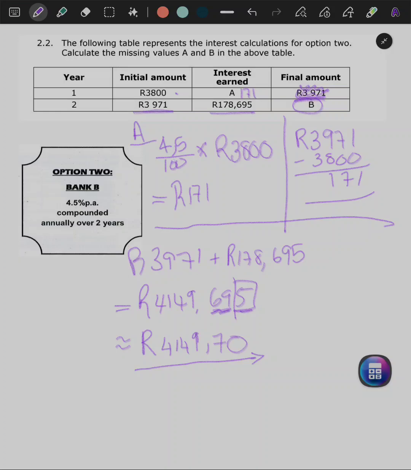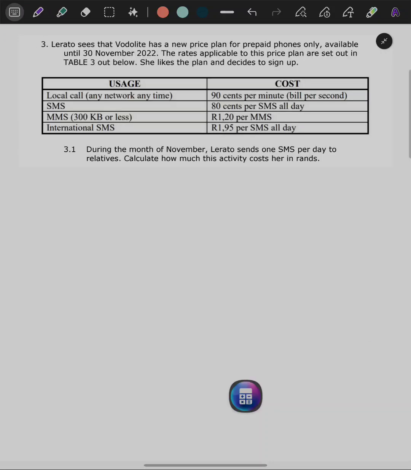Okay, let's go to question 3. Question 3 is all about Lerato with their Vodalite costing price plans. They give us all the different rates for the different types of calls and SMSs and all the rest of it. And the first thing we're asked is, during the month of November, Lerato sends 1 SMS per day to relatives. How much does this activity cost her in rands?